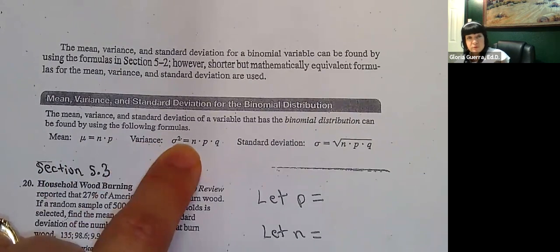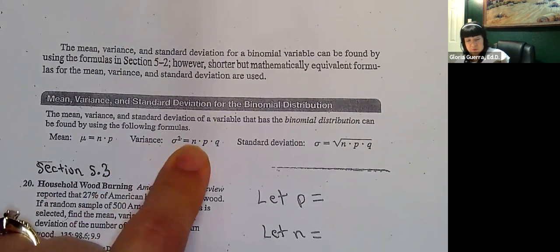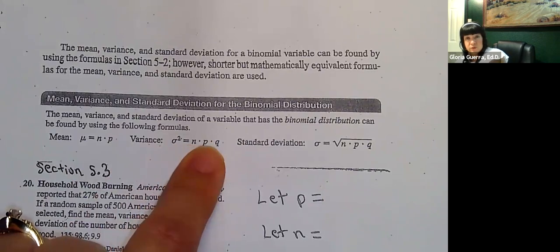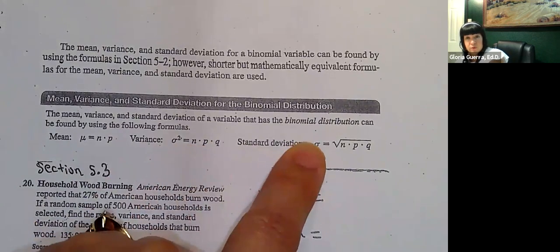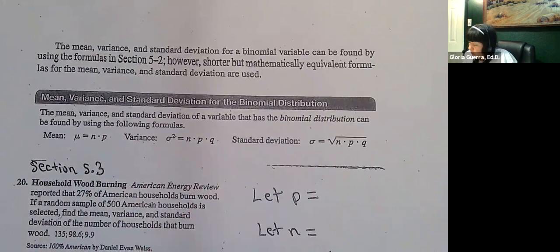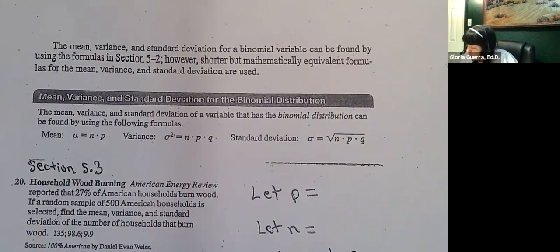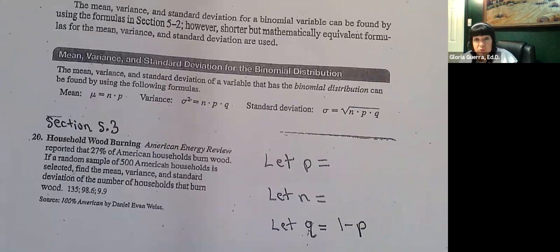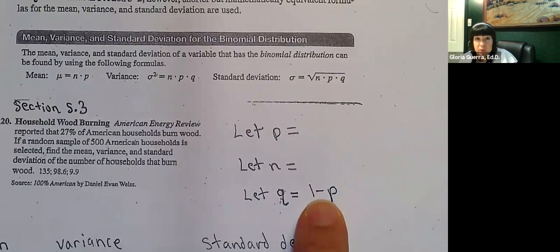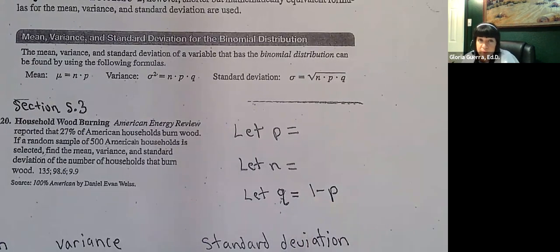Variance is sigma squared, n times p times q. Standard deviation is sigma, the square root of npq. And again, they don't tell you the value of q, but I have it here. You have to remember q is the value 1 minus p. So you have to remember that.